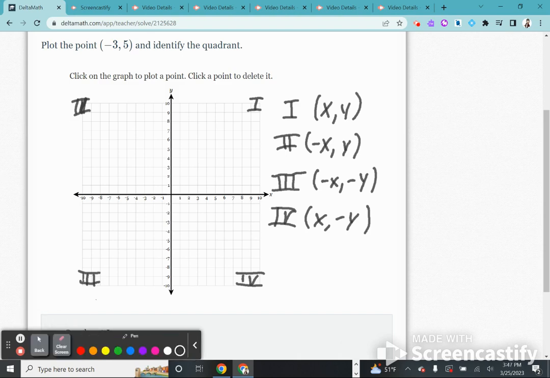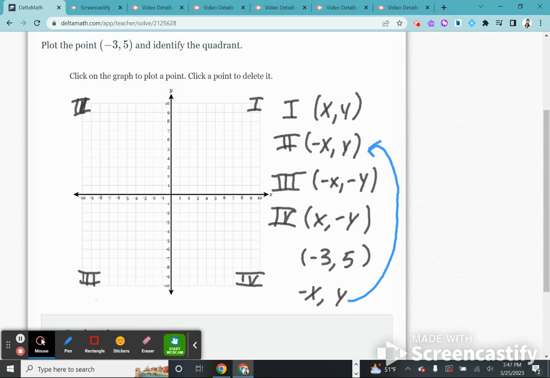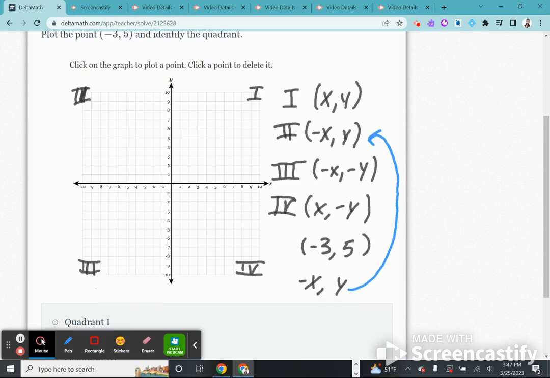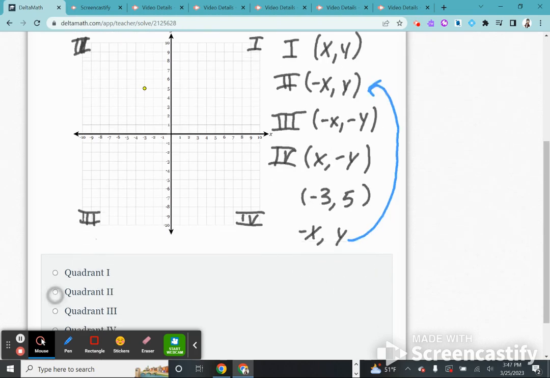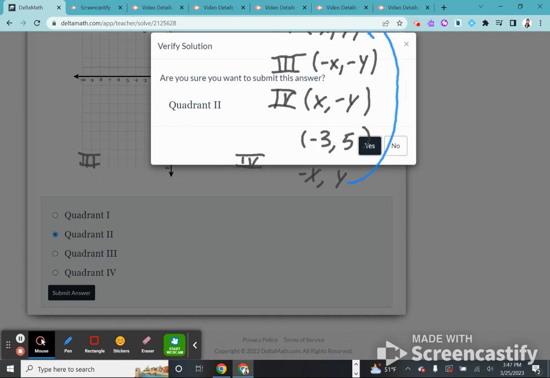So I look at the point they give me. I have a negative 3 and I have a 5, which means that I have a negative x and I have a positive y. When I look, the only way that that works is if that point is in quadrant 2. So now I go to enter in my answer here. I go negative 3 across and 5 up. And I choose quadrant 2. And I submit.